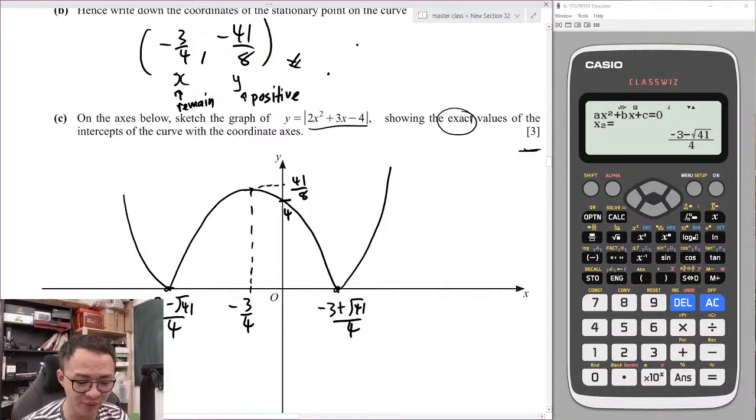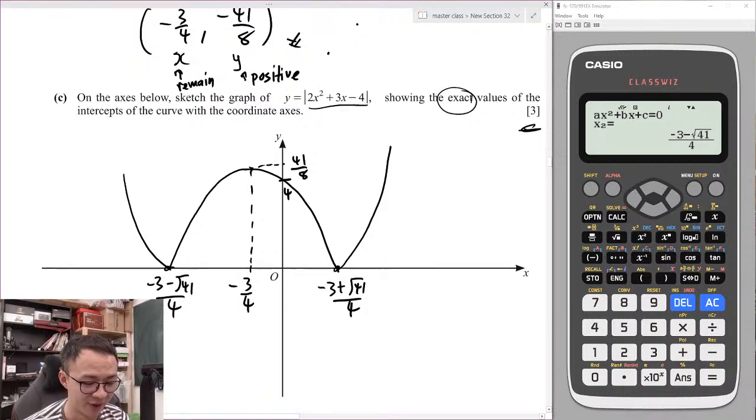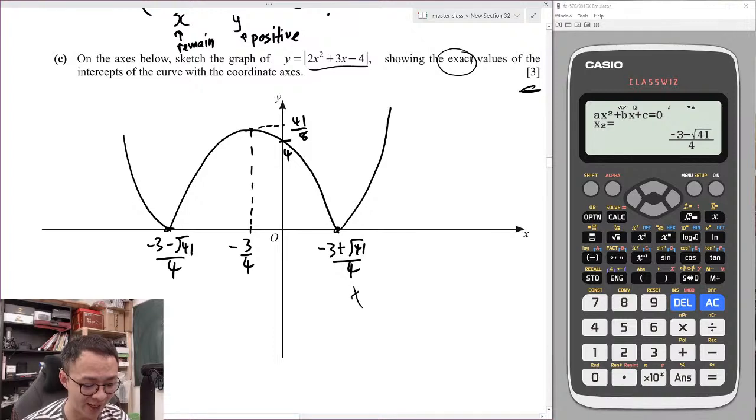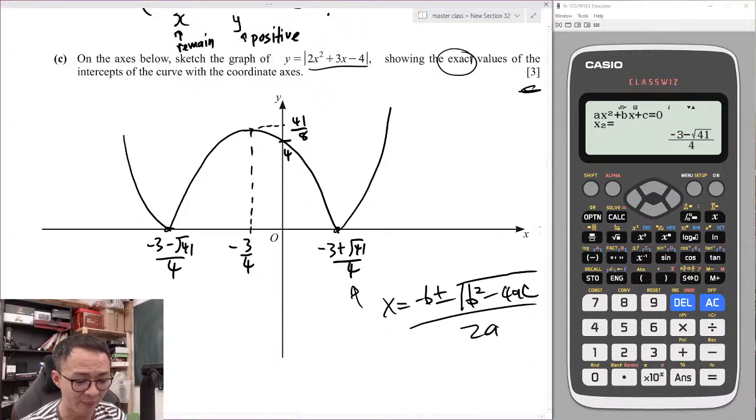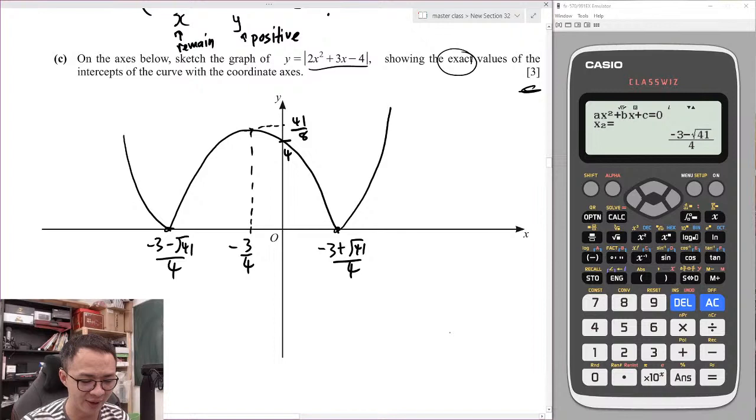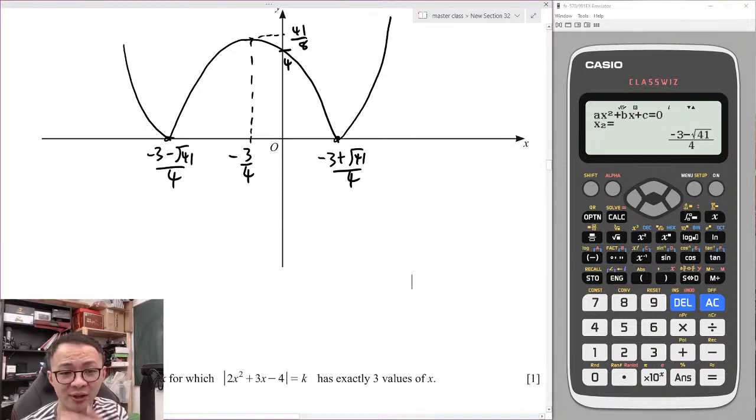Okay, because it's just 3 marks, I don't think I want to use the quadratic formula to solve it. Yes, you can get this answer by doing x equals negative b plus minus square root of b squared minus 4ac, divided by 2a, right? You can use this one to get the answer, but because it is 3 marks, the drawing of the graph is 1 mark, the x-intercept is 1 mark, and the y-intercept is 1 mark. So I don't think you need to show this one. You can check the marking scheme, but I think for just 3 marks, you can use the calculator here.